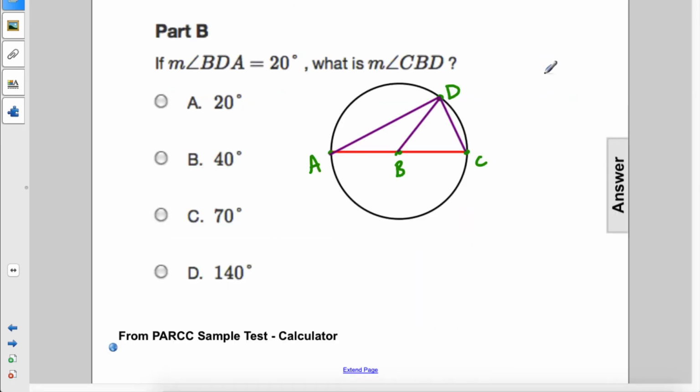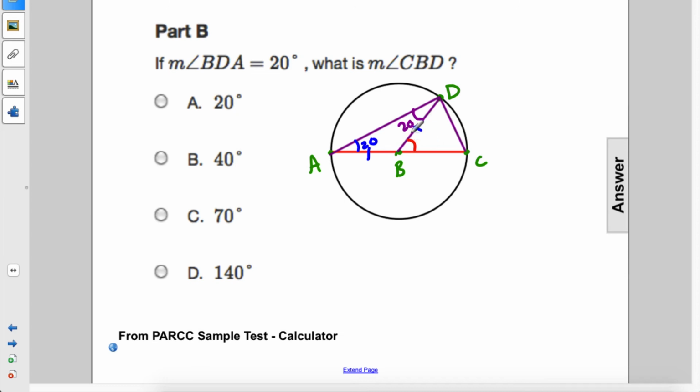Part B, if the measure of angle BDA, so this angle here, equals 20 degrees, what is the measure of angle CBD, which is here? All right, so I copied and pasted the drawing from the previous slide into this problem so that we have a visual. All right, so if this is 20, well, what do we have here? We have an isosceles triangle here. Since this side and this side are both radii, that means they're congruent. So here's the base of our isosceles triangle. 20 degrees is a base angle, so this other angle here is also 20 degrees.